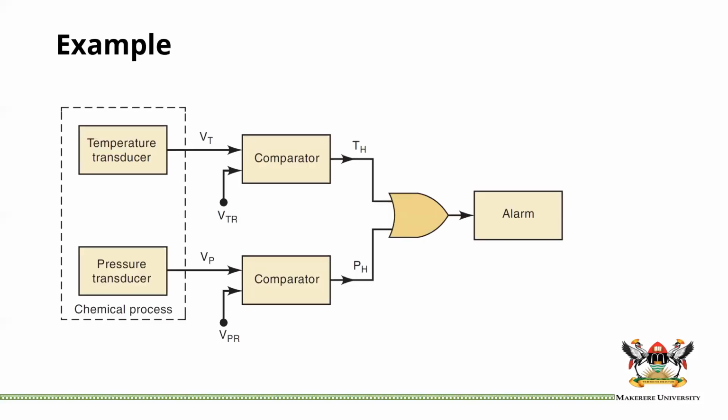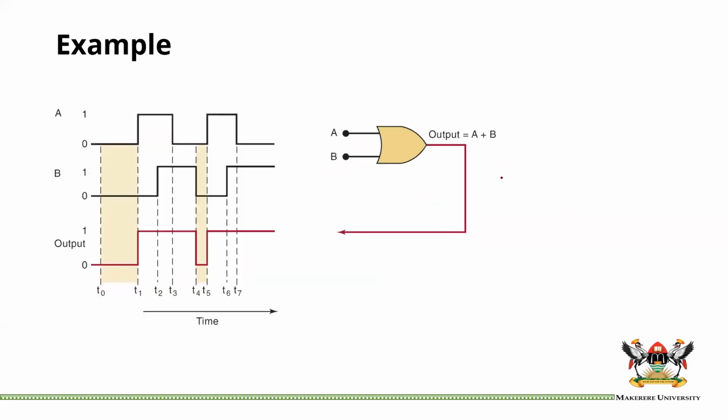We looked at the example of the comparator. And so you have 2 scenarios where you have a signal coming from the temperature transducer and a signal coming from the pressure transducer. And the idea of the OR gate here is that either of these 2 can trigger the alarm. As long as one of them is out of range, it will trigger the alarm. Also, it goes without saying that if both of them are out of range, meaning both are 1, 1, still you're going to have a 1 here that triggers the alarm.